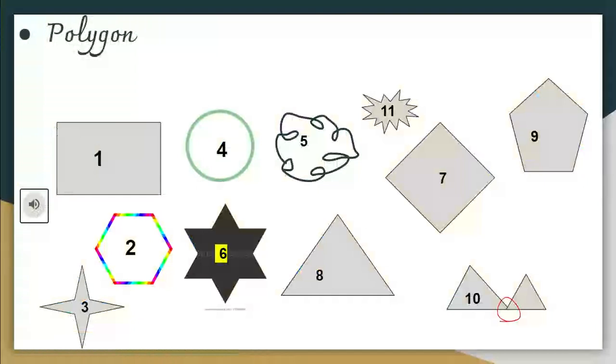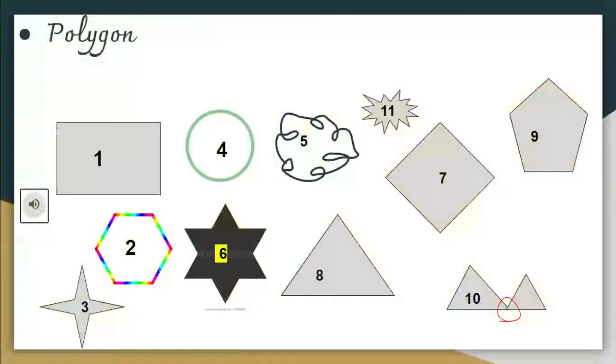Now, our next topic is polygon. So now that we have got some idea about shapes, let us talk about the polygon. The word poly means many. So it is basically a shape with many sides, right?